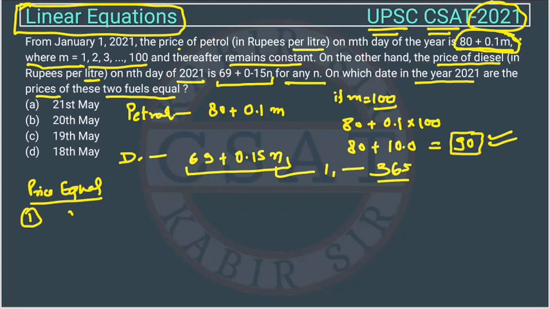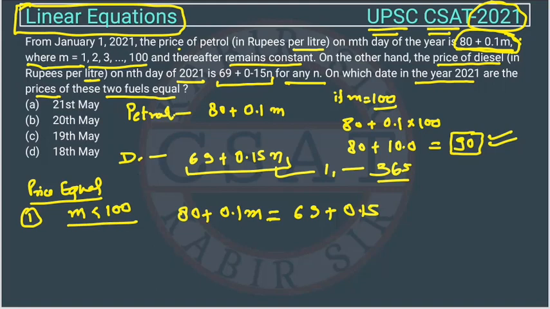So there are two cases in this. Case one is when m is less than 100, because after 100 days the price of petrol becomes constant. So we first assume that the price becomes equal before 100 days. In that case, what will be the equation? Both prices are equal, so the petrol price will be determined by this equation and the diesel price by this equation, and both are equal. So m is equal to n.